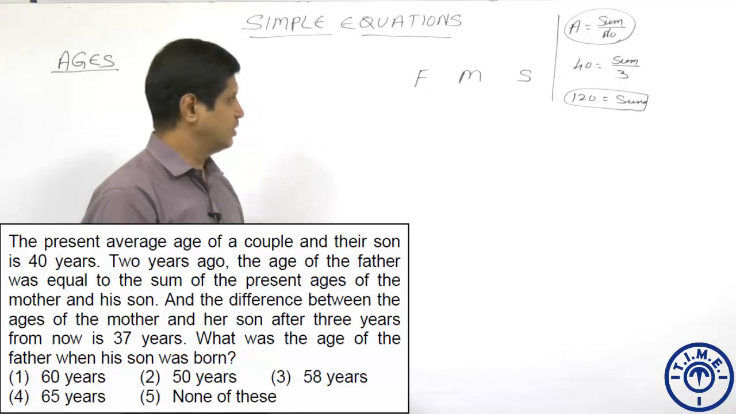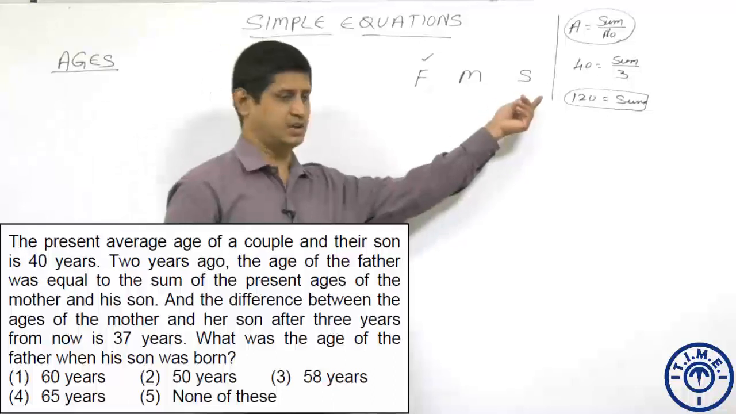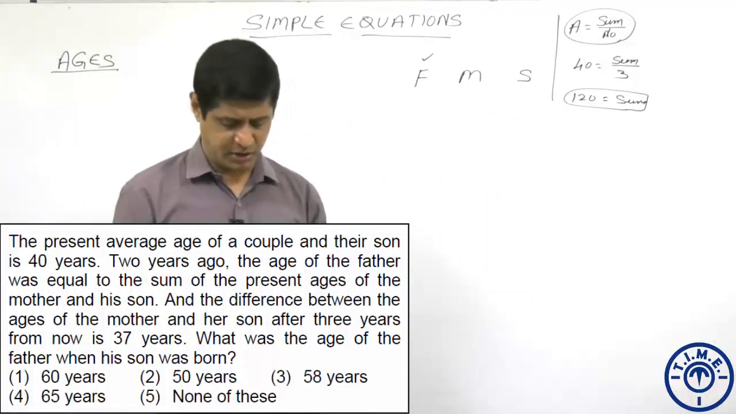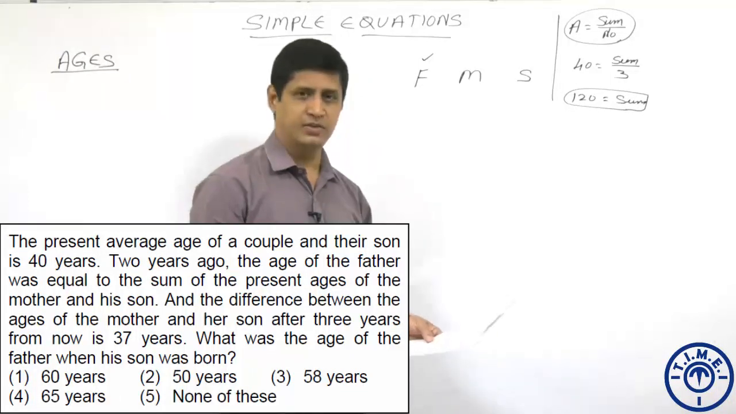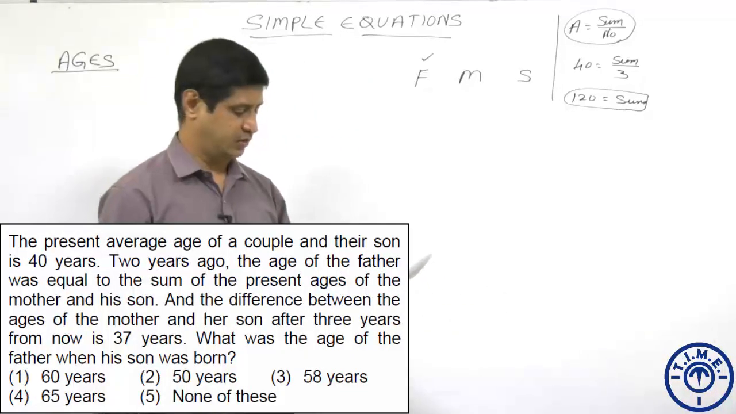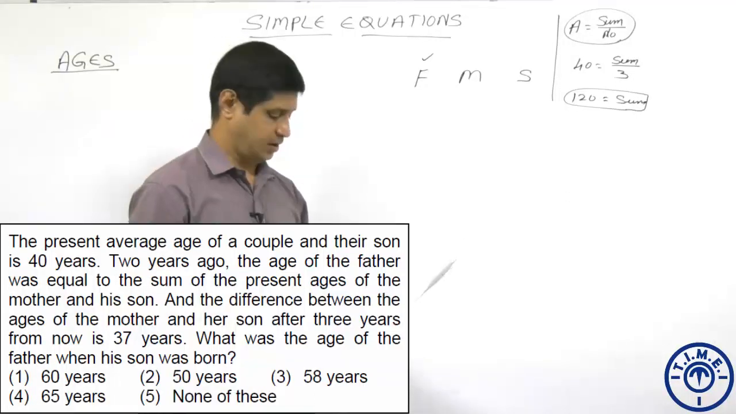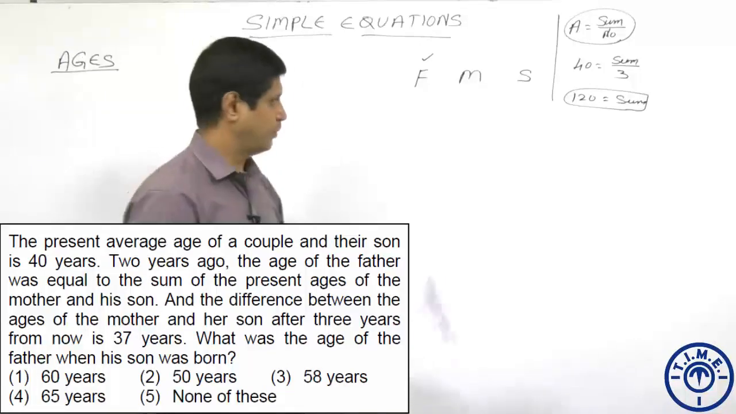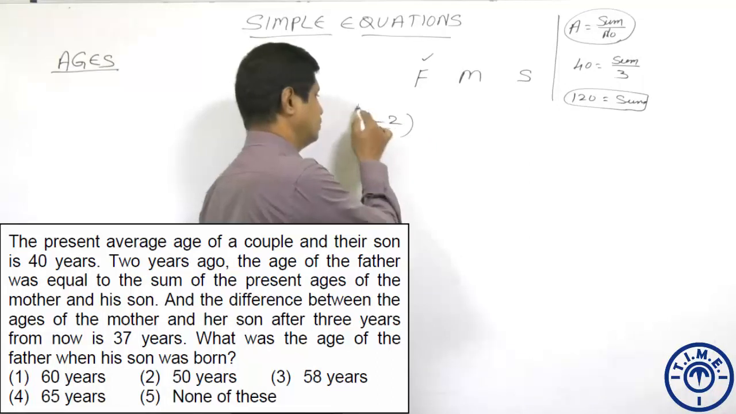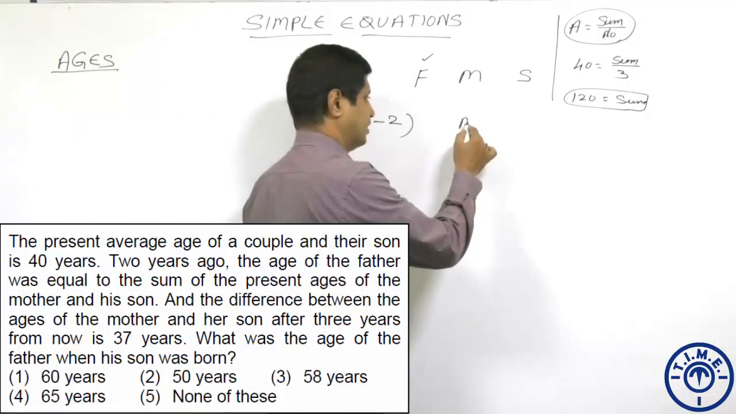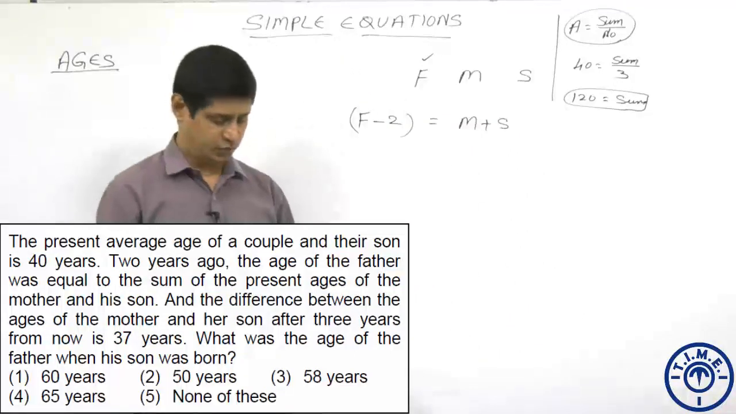Now, what to find here? The father's age at the time of birth of his son. Now, what is the first condition here? The father's age was equal to the sum of the present ages of mother and son. How many years ago? 2 years ago. 2 years ago means the father's age F minus 2 is equal to the sum of the present ages of mother and son. This is condition 1.